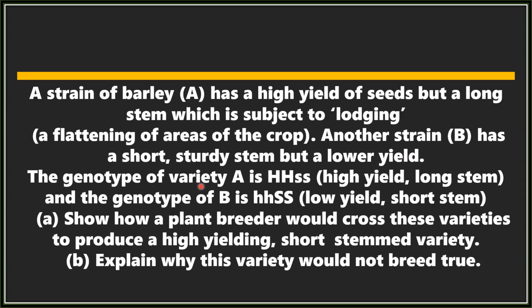The genotype of variety A is capital H, small s, meaning high yield and long stem. And the genotype of B is small h, capital S, low yield and short stem. A. Show how a plant breeder would cross these varieties to produce a high-yielding, short-stemmed variety. B. Explain why this variety would not breed true.